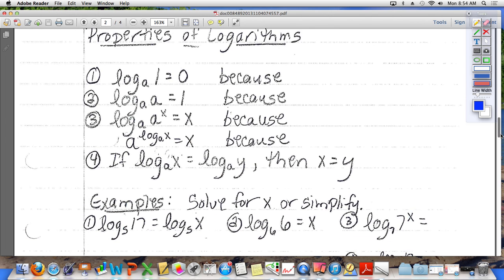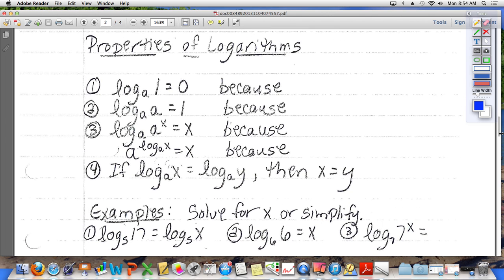Properties of logarithms. Write those down. Some of them are kind of common sense, but nonetheless properties that you might want to refer back to when you're working on your assignment. Log base A of 1 is equal to 0. And I said because.